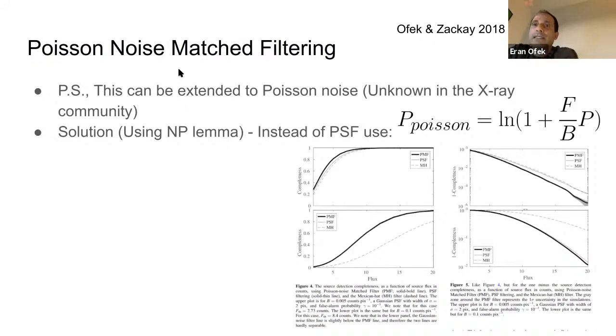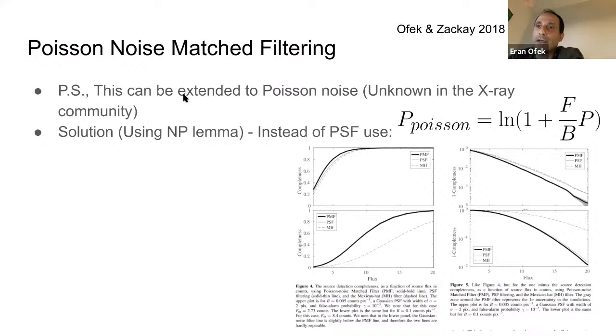So what happens in the case of Poisson noise? In this case, the basic assumptions are not valid anymore, and we need to go back to Neyman and Pearson. After a few lines of algebra, it's very straightforward to derive. We find that the optimal way is, again, cross-correlating the measured image, but this time, instead of the PSF, with some function we call the P Poisson, which is a nonlinear function of the PSF P. It depends on the flux of the source F and the background B.